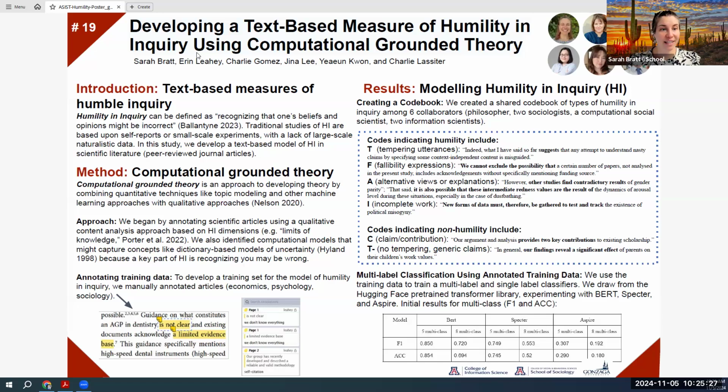Right. So this is bringing together a lot of fields, as you can see: natural language processing, philosophy, social sciences, etc. And what we're doing here, and what we really want to focus on, and what the big takeaway for you is in this poster, is using computational grounded theory.